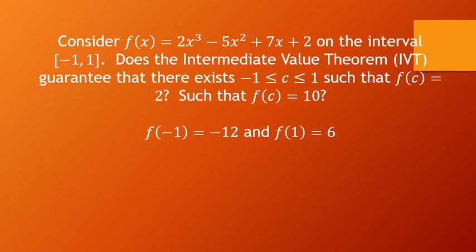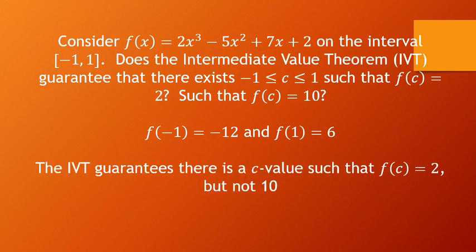So the real question is, we were given 2 and 10. Which of these numbers falls between -12 and 6, and which ones do not? If our number does fall between -12 and 6, then we are guaranteed that there is a c value. If the number does not fall between -12 and 6, then we're not necessarily guaranteed that there is a c value. Well, last time I checked, 2 falls between -12 and 6, so the IVT does guarantee that there is a c value such that f of c is equal to 2, but 10 is not between -12 and 6. So the IVT does not guarantee that there is a c value such that f of c is equal to 10.